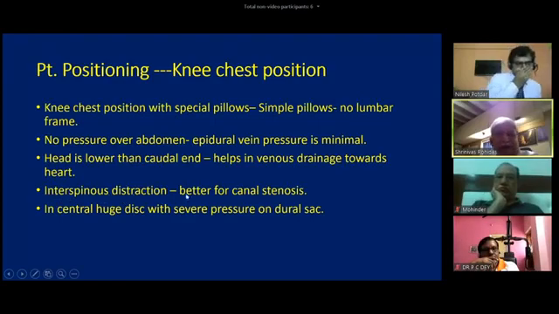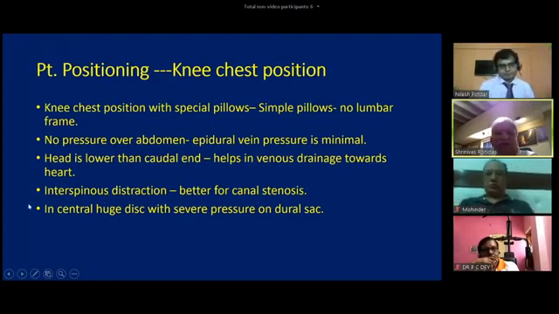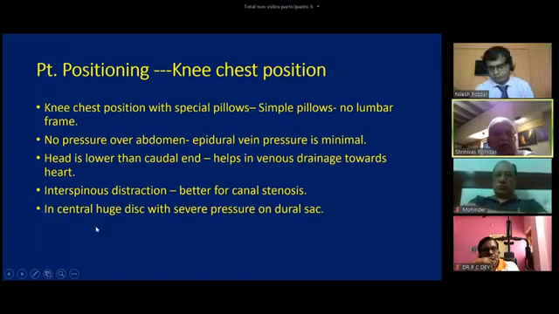There is interspinous distraction. It is better for the canal stenosis, but this Nietzsche position can have a problem in the central huge disc where there is a severe pressure over the dural sac. But we can take it as an advantage. You decompress more so that you are able to retract the tissue nicely.